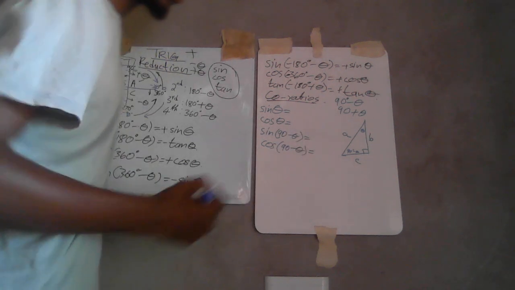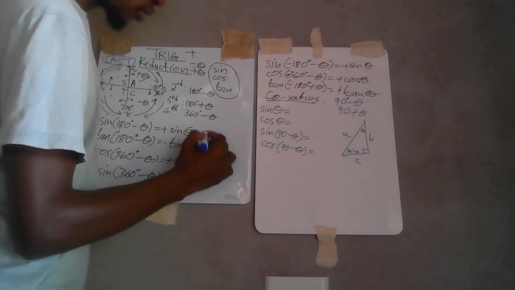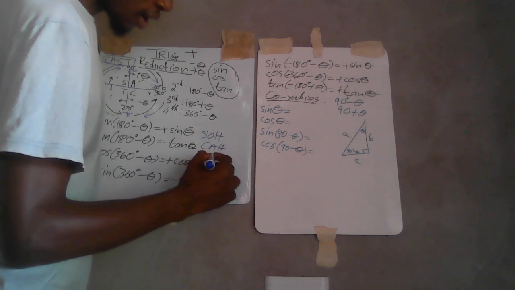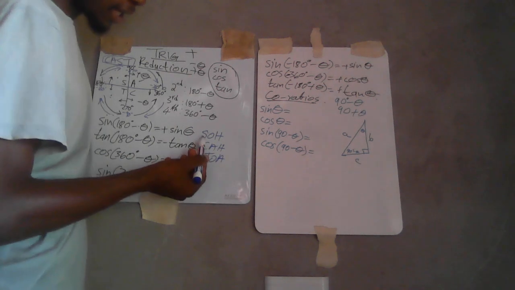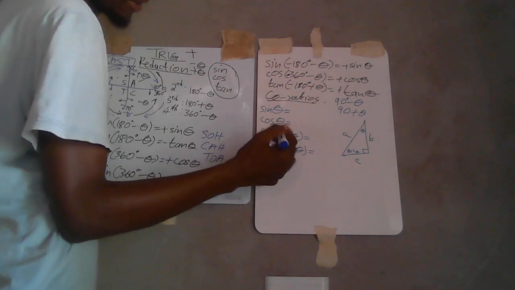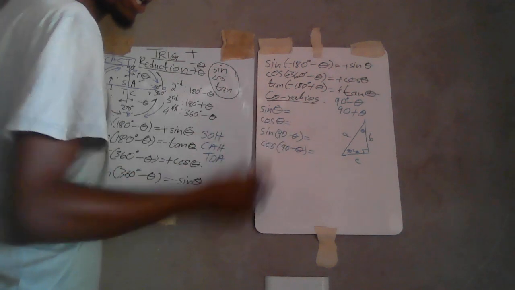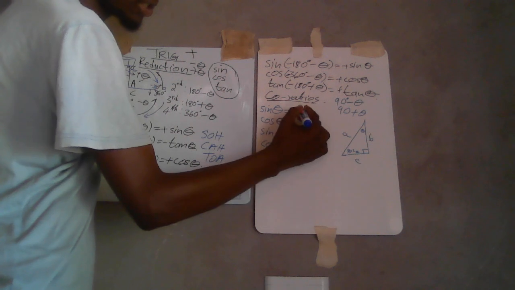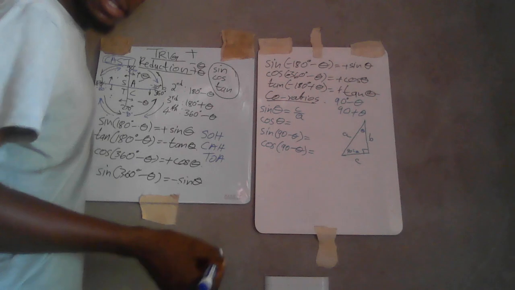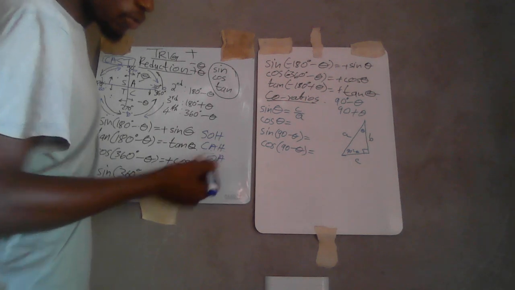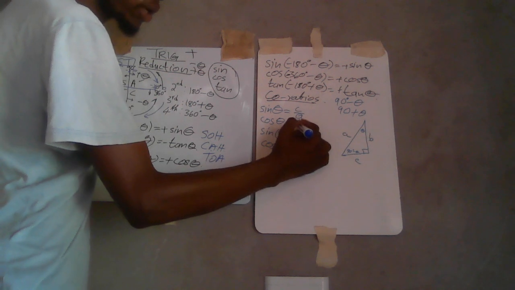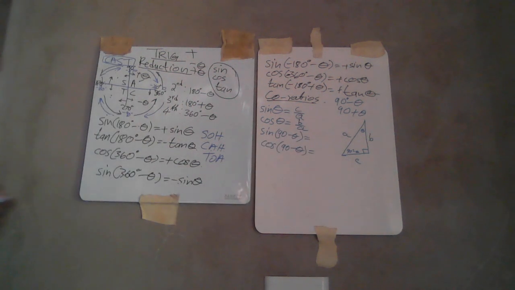Let's start with sine theta. We know from SOHCAHTOA that sine is opposite over hypotenuse. We need to find the opposite side of angle theta. Opposite side of theta is C, hypotenuse A. So it's C over A. What about cos theta? Cos is adjacent over hypotenuse. The adjacent side of theta is B. So we're getting B over A, which is the hypotenuse.